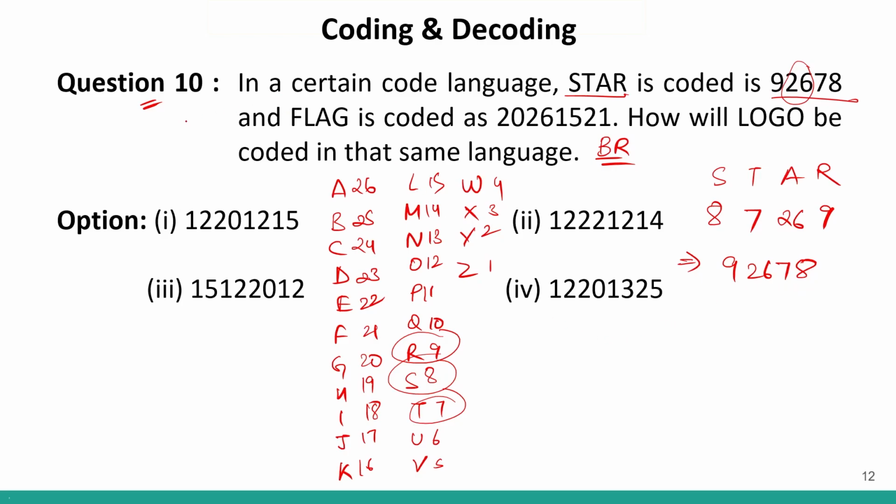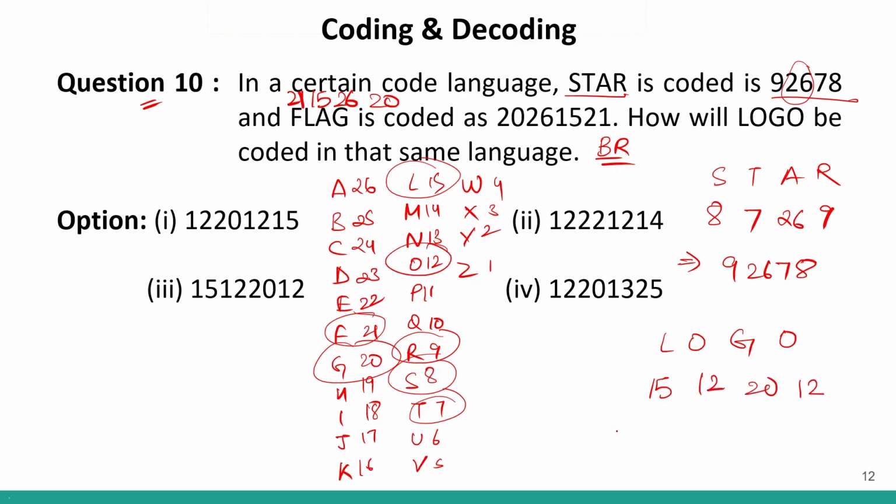For FLAG, let us check. Backward ranks for FLAG will be, for F it is 21. For L it is 15. For A it is 26 and for G it is 20. So now if I write them in reverse, it will be 20, 26, 15 and 21. Correct? So this is the code. So we'll do the same thing for LOGO. For LOGO, the backward ranks will be L is 15, O is how much? 12, G is 20 and O is again 12. So if I write them in reverse order, it will be 12, 20, 12 and 15. So this code is given in option number 1. So option number 1 will be the correct answer to this question.